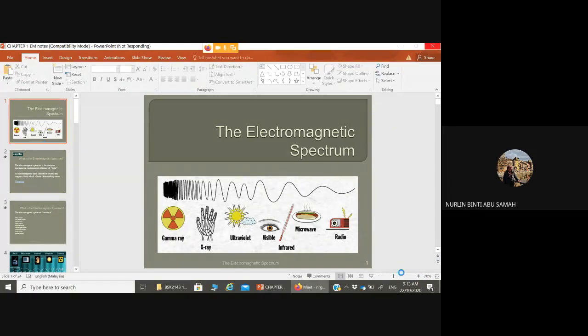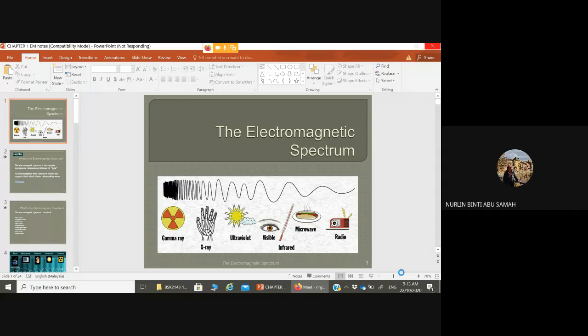So for today we're going to continue with our chapter 1. For this slide, we learn about the electromagnetic spectrum. Why I want to explain about the electromagnetic spectrum is because electromagnetic itself is a source of energy for the instruments.